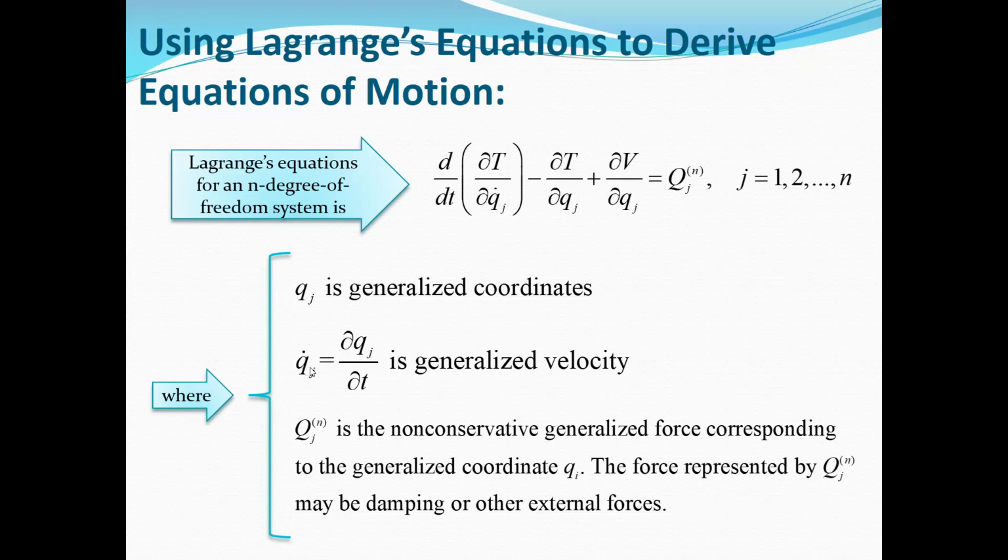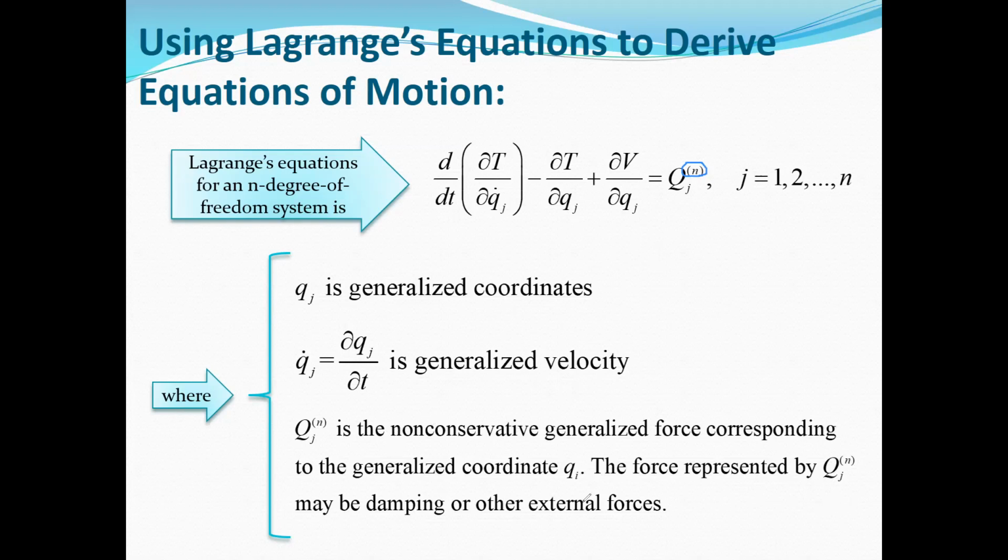q dot j is the velocity, or the first derivative of q_j with respect to time, and it is called the generalized velocity. Uppercase Q_j with superscript n is the non-conservative generalized force corresponding to the generalized coordinate q_j. As you can see, this means we will have n different non-conservative generalized forces, one for each degree of freedom, and the force represented by Q_j superscript n may be damping or another external force.